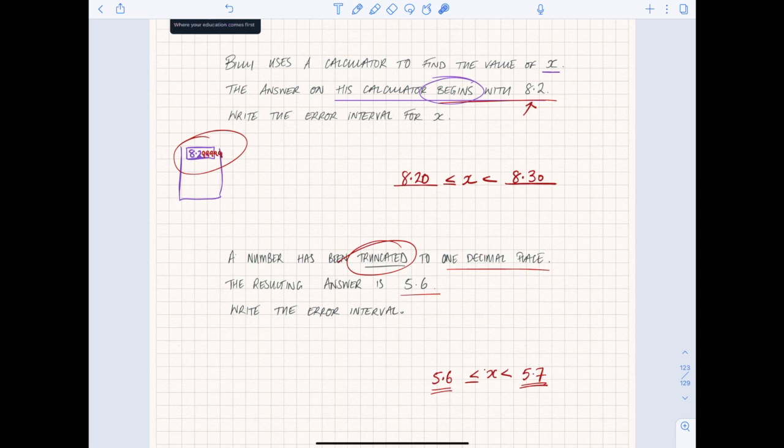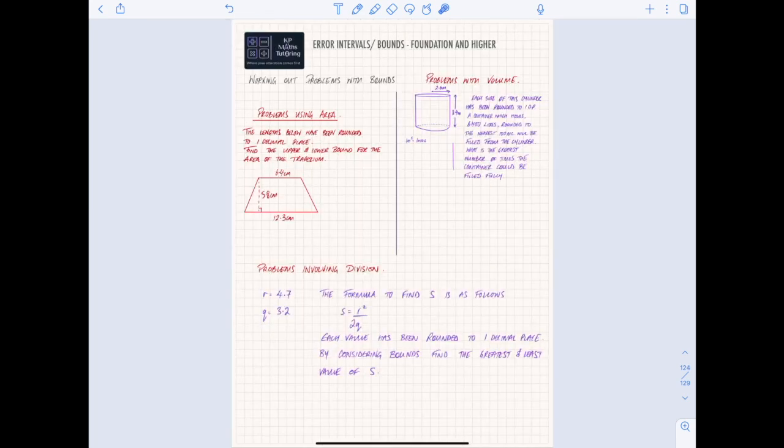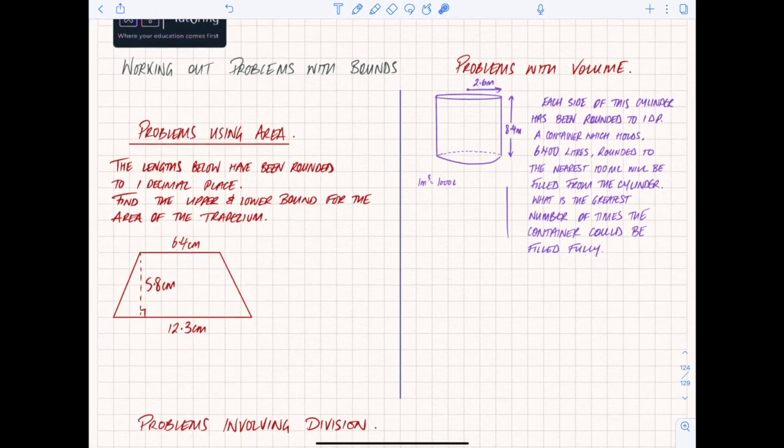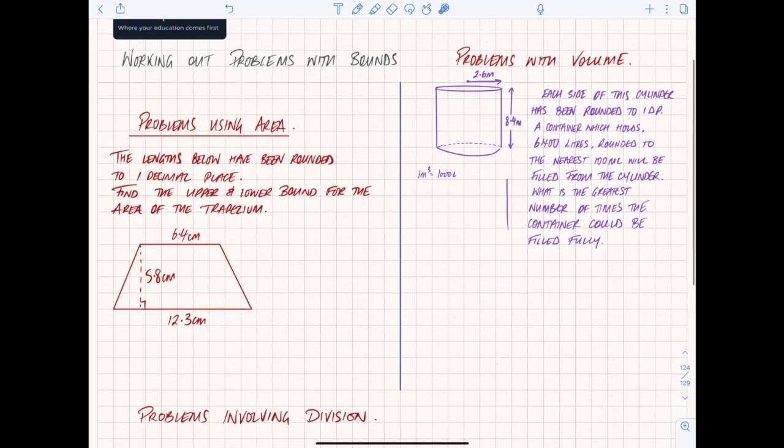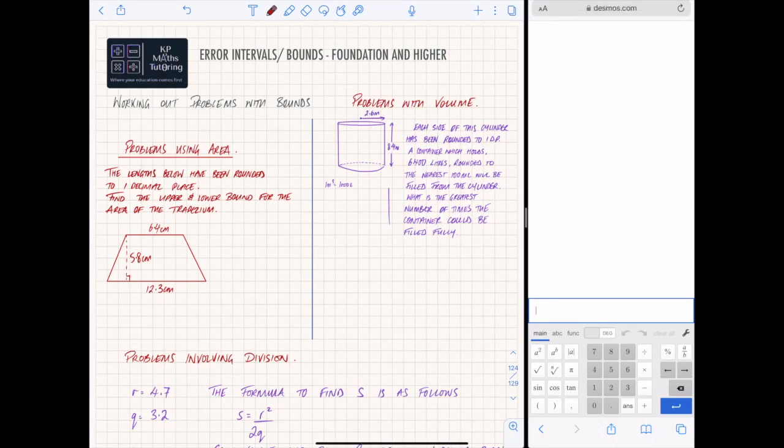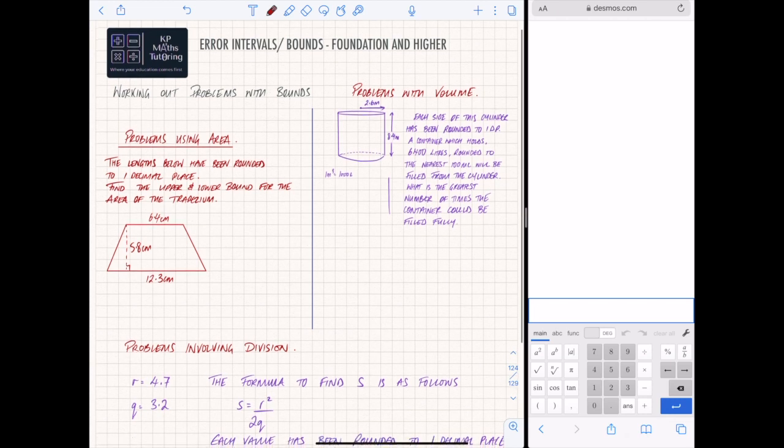We're going to look at some questions that are in context, so you can see how bounds and error intervals are used in questions such as these. We'll go through 3 different styles now. I've just added in a calculator here on the right hand side so you can see the sums I'm going to be doing and how I'm going to be solving these problems.